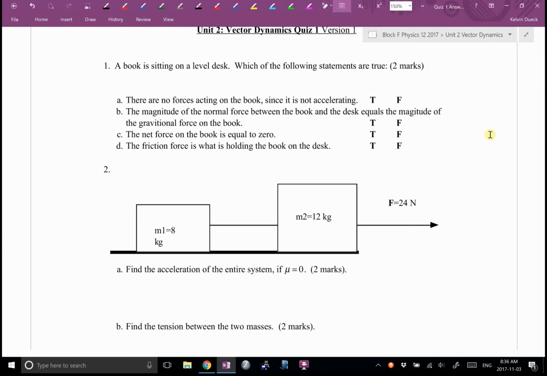Half mark for each one. True or false? By the way, book sitting on a desk, I'm looking at the binder in front of me or next to me. There are no forces acting on it since it's not accelerating. False.